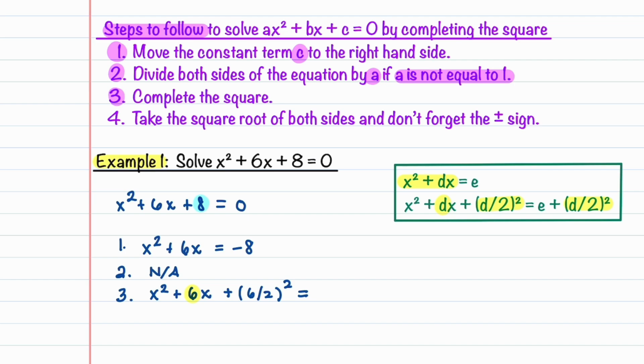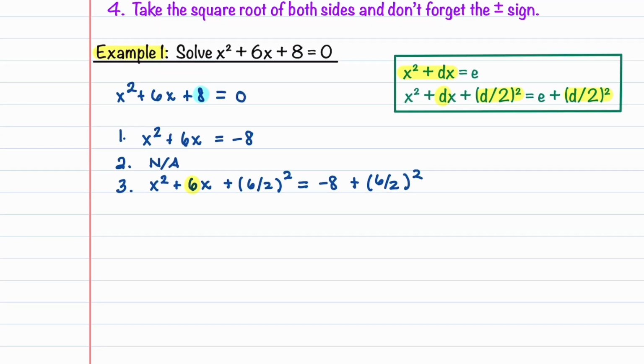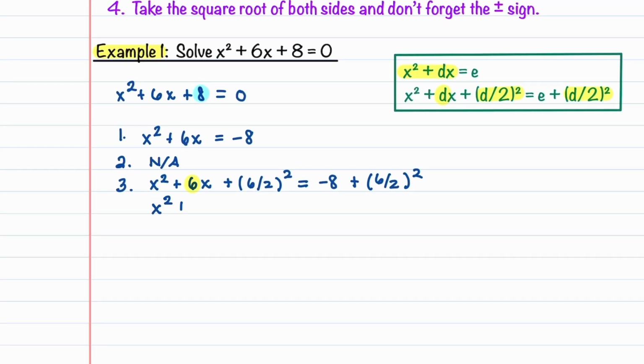And then whatever we do to the left, we have to do to the right. On the right, we have a minus 8, and we're going to have to also add 6 divided by 2 quantity squared. Let's now do some simplification. This is x squared plus 6x. 6 divided by 2 is 3, so we're going to write this as 3 squared. And then on the right, we have a minus 8, and we have a 6 divided by 2 again. 3 squared is 9. Notice that on the left, I wrote 3 squared, but on the right, I wrote 9.